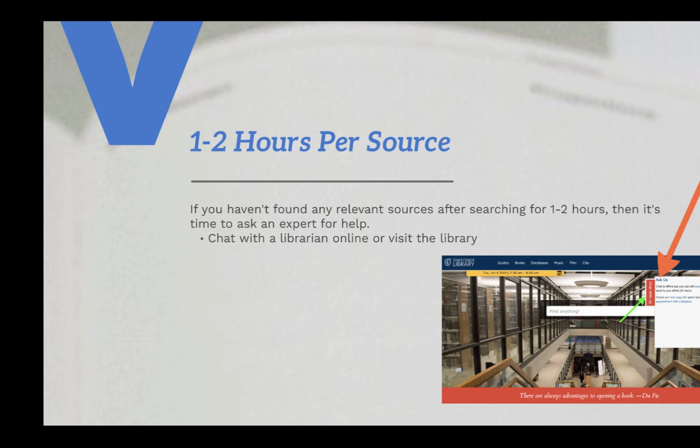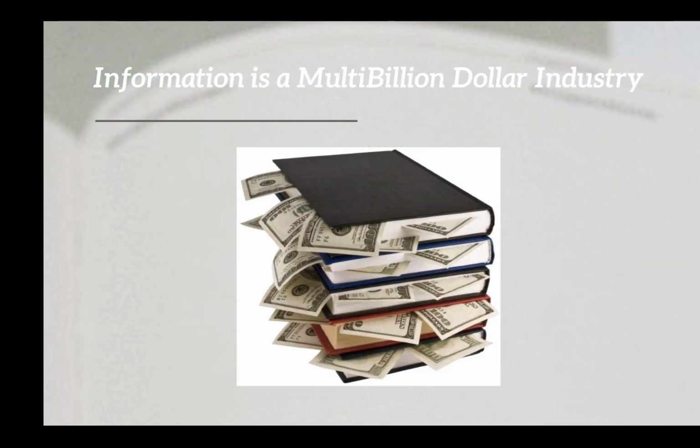It takes time to use various databases, visit the library and/or local bookstores. As a rule of thumb, if you have spent 1 to 2 hours trying to retrieve a single source, then that's a good time to rest and evaluate the strategies that you've been using thus far. You can chat with a librarian online, which you can find on the library homepage, or walk over to the library for help.